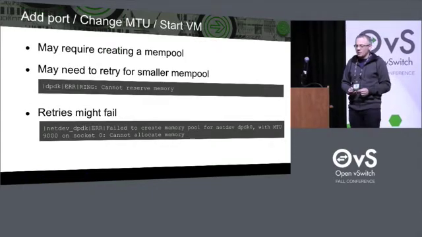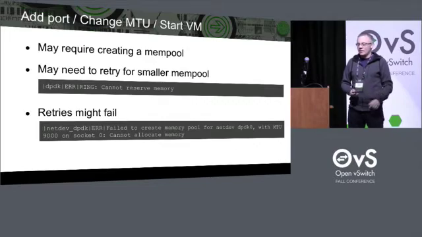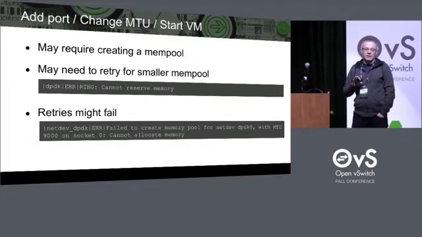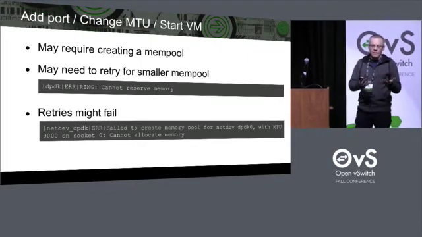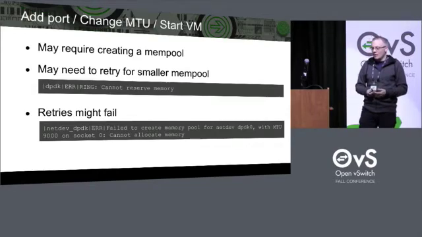This is probably the most common one, I would say. If you hit an issue with running out of memory, it's probably going to be here. Adding a port, changing an MTU, starting a VM: what all these have in common is they may require you to create a mempool. Obviously if you're using per port mempools, you probably will need it. But if you're using shared mempools, you may be able to reuse an existing mempool. But you may not, so you might create one.